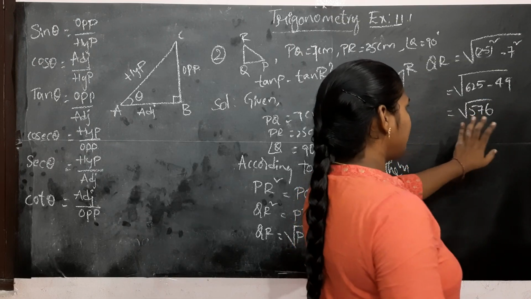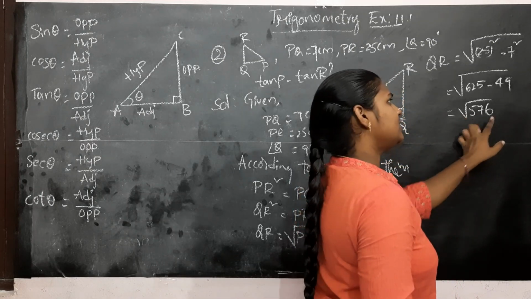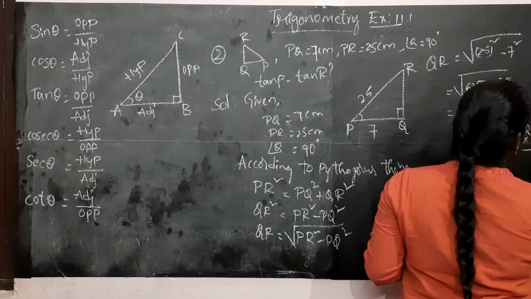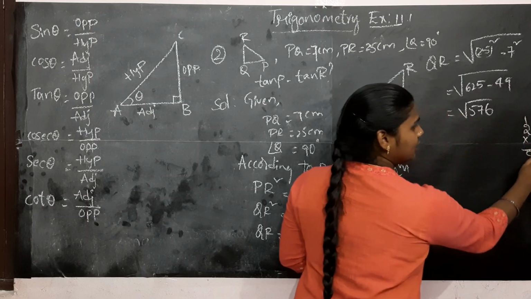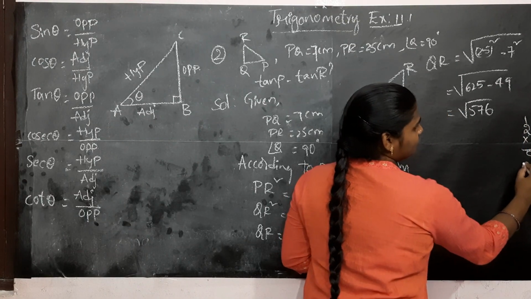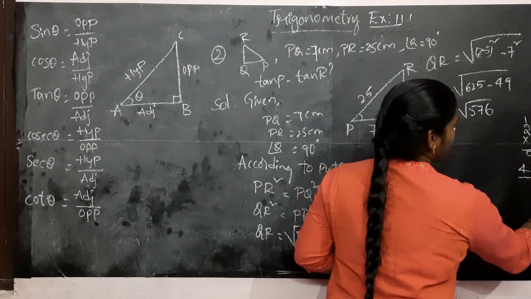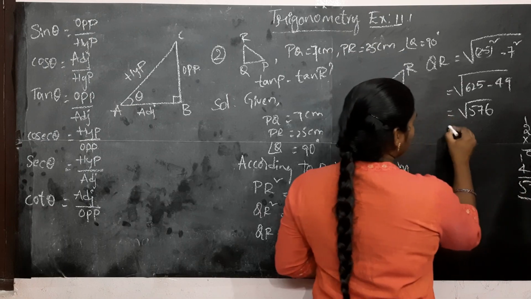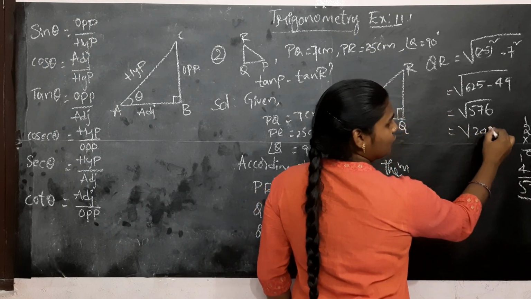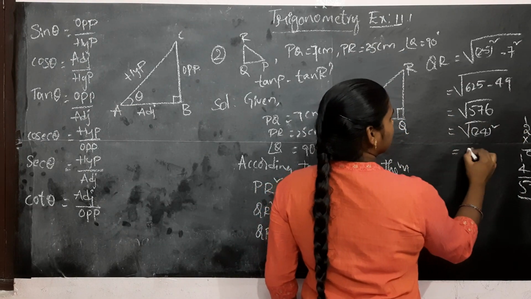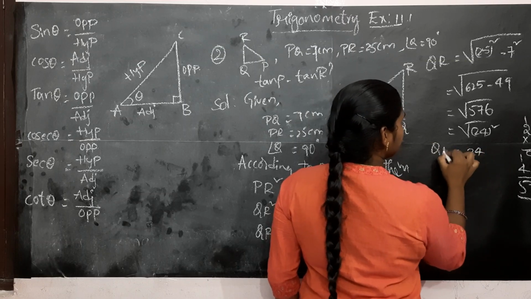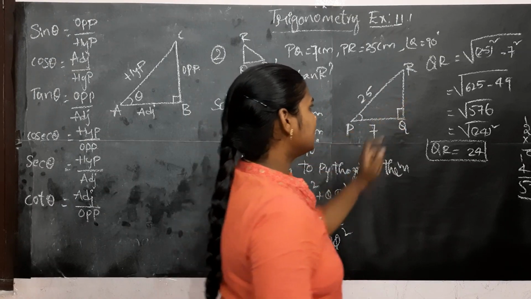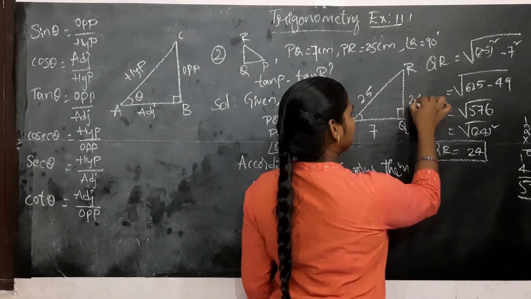So can we get to know about this 576? Let's try 24 square. 24 into 24. 4 4s are 16, 4 2s are 8, 9. 2 4s are 8, 2 2s are 4. Okay, we are close. Perfect. Which is nothing but 24 square. QR is equal to 24. So we got the solution. QR is nothing but 24.